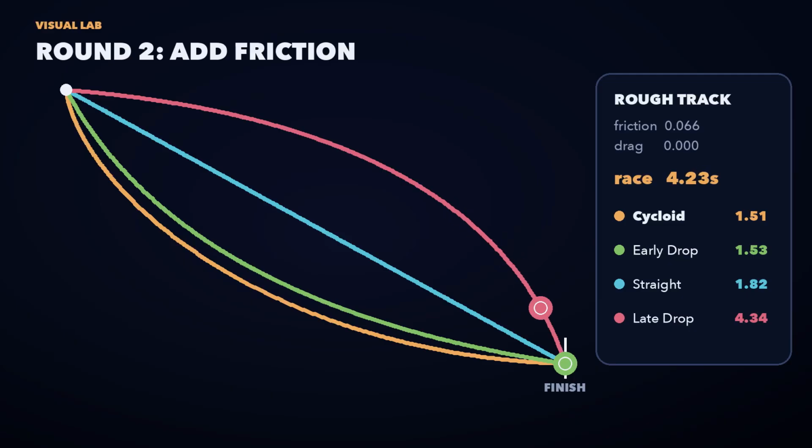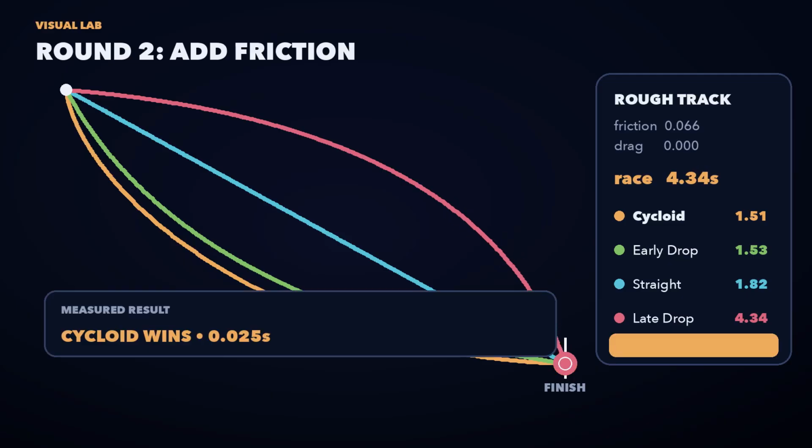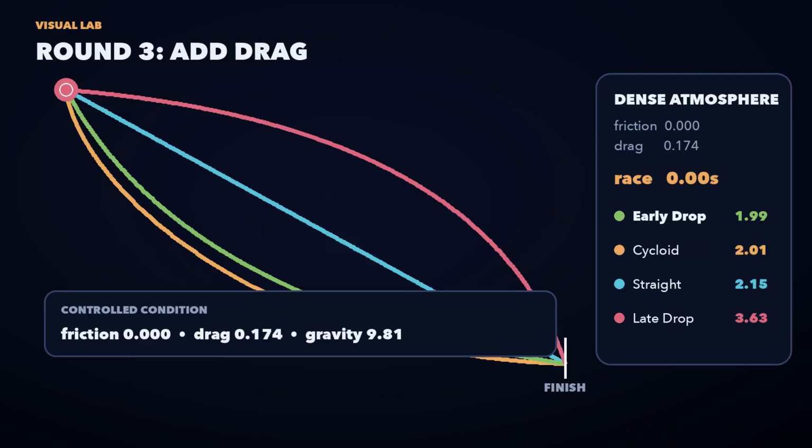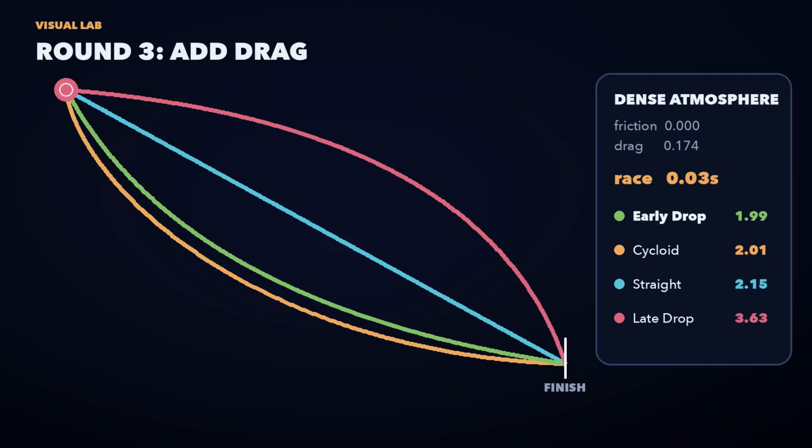This round is important because it prevents us from blaming every future reversal on a vague idea of resistance. We have changed one term and measured the result. Now reset friction to 0 and introduce quadratic drag with coefficient 0.174 in our model. Drag is different from the previous penalty. It grows rapidly when a bead moves quickly. That attacks the cycloid's main strength.